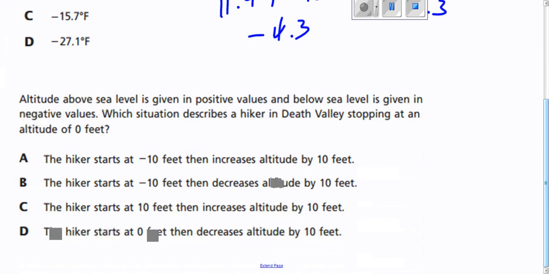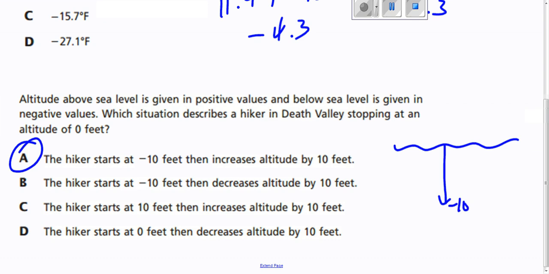Altitude above sea level is given in positive values and below is given in negatives. Which situation describes a hiker stopping at altitude 0? So starts at negative 10 and then increases by 10, that's 0. If you're down here at negative 10, and you go up 10, you're going to end up right here at 0.